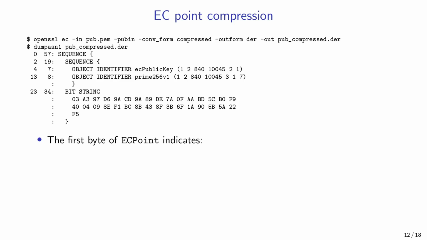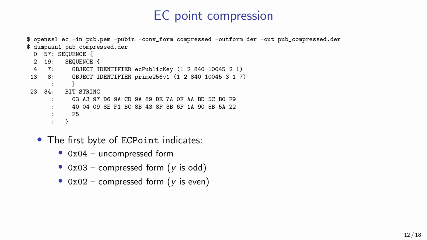So the first byte of the elliptic curve point value indicates whether point compression is used. Value 4 indicates that the uncompressed form is used, meaning that the encoding of full x and y coordinates follow. Value 3 indicates that the compressed form is used and that the value y is odd. And value 2 indicates that the compressed form is used and the value y is even. Now, for the public key you see here, this byte has value 3, indicating that the odd y from the two possible y values is the y value of the point. To decompress the point, we would plug the x value into the equation of the curve, find both y values, and pick the y value that is odd.